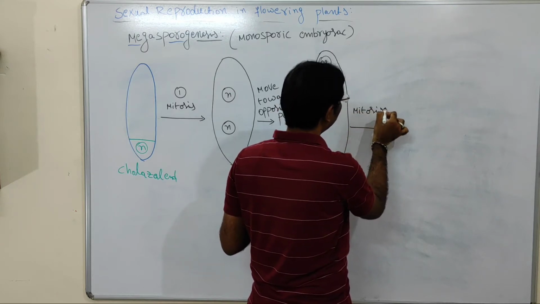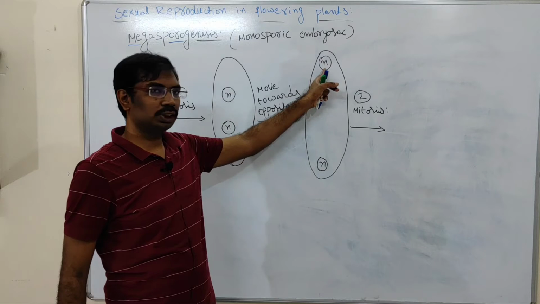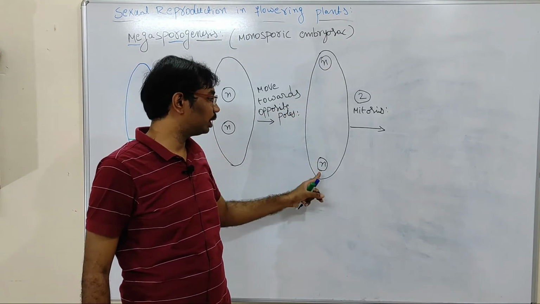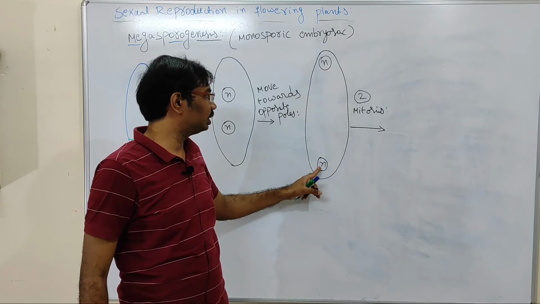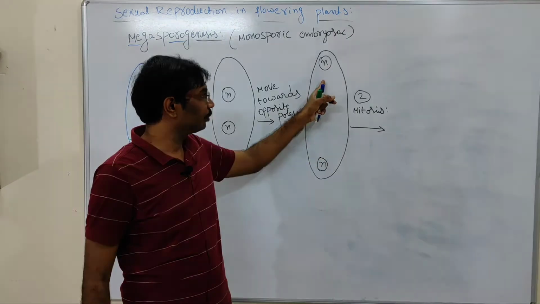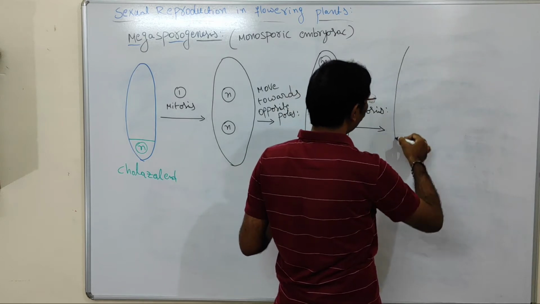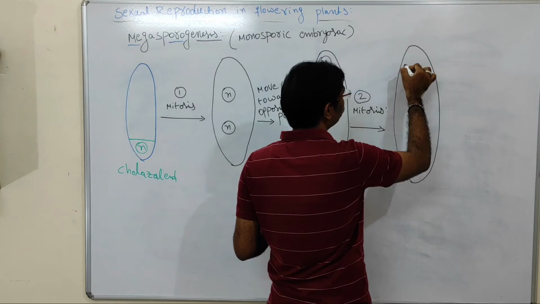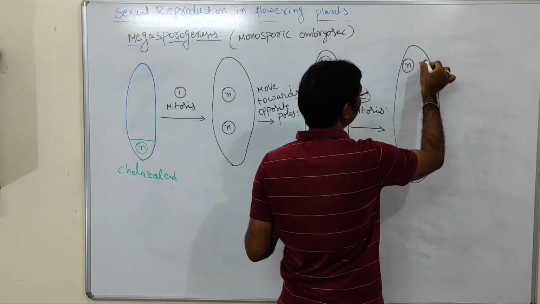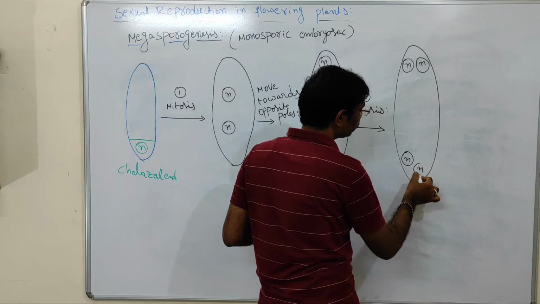How many mitotic divisions are required in this location? 2 mitoses are required. For this nucleus, 1 mitosis is required, and for this nucleus, another mitosis is required. So totally 2 mitoses are required. Again 2 nuclei are created at one end, so it leads to the formation of 2 nuclei in this location, and in this location also 2 nuclei were created.